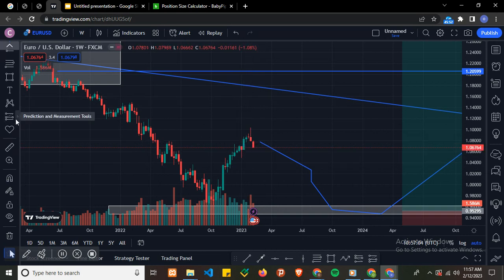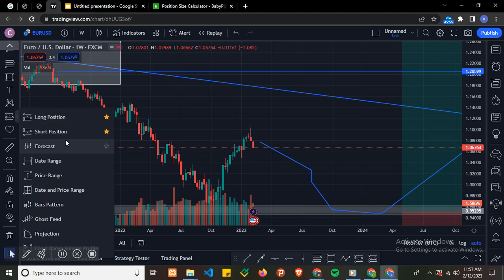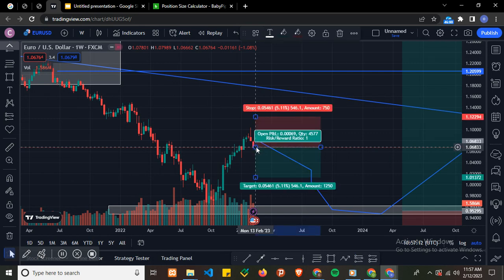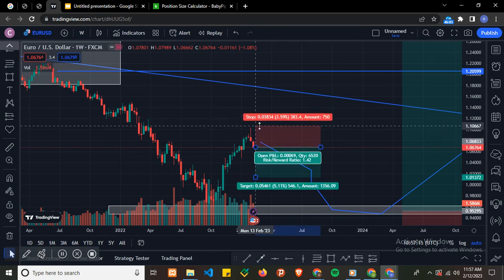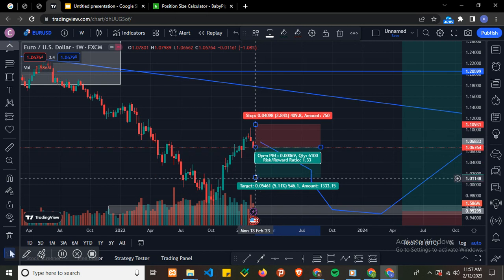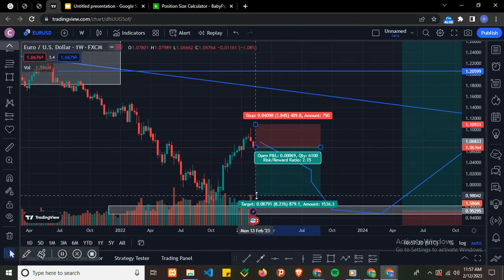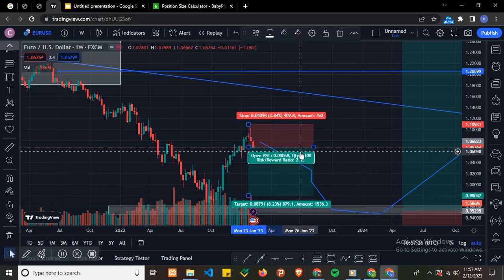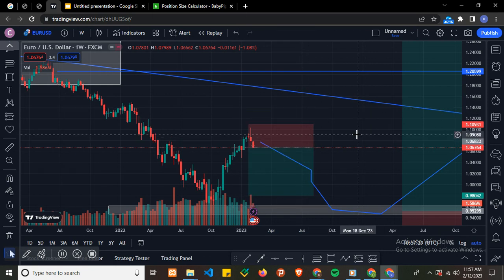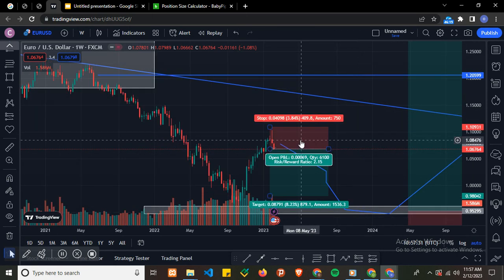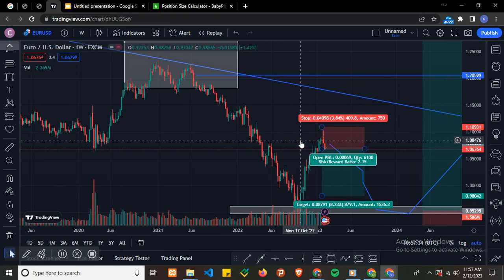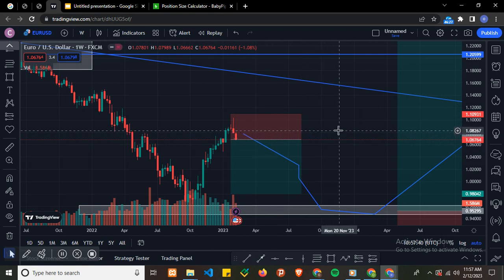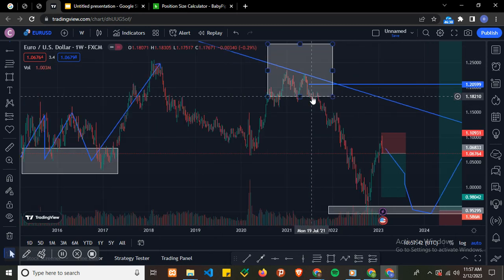But let's see, maybe the pips for the SL is not wide before we go short. If we enter immediately like this and put our SL at the top here, that's 400 pips, and our TP will be at this zone. So we'll be having 1:2. I think that's okay. So we are risking 409 pips to make 879 pips. Yeah, I think that's okay.